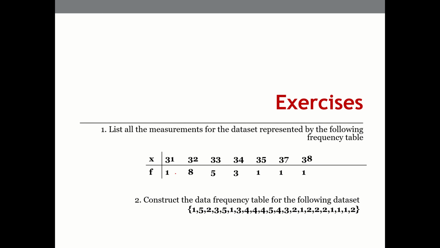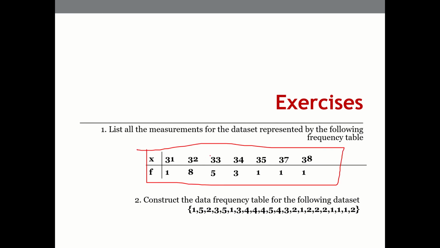I have put a few more things, maybe you can try. If I give a number like this, can you quickly write the listing? Data listing can be done for this. How do we do data listing for this? Can anyone explain?